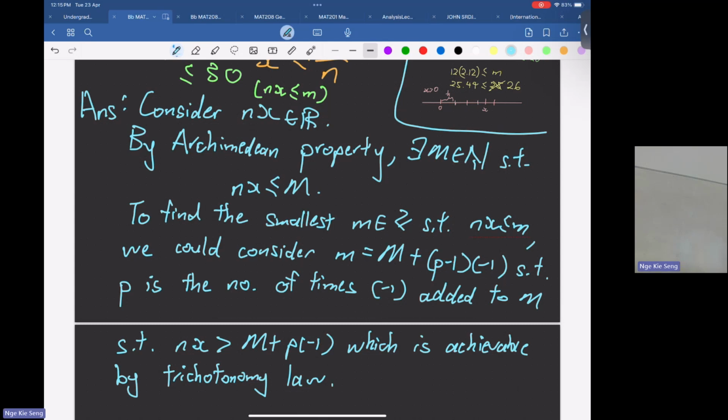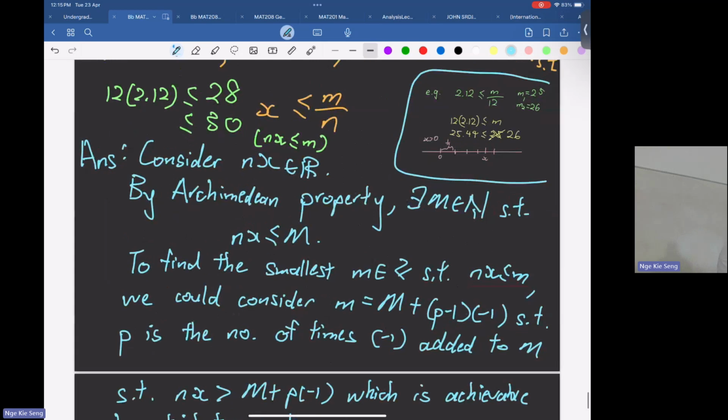So the first instance where it happens that m minus p times 1 is less than nx, then you know that the previous one is greater than nx. What do I mean by this? For example, go back here. Just now 12 times 2.12 is 24.44. Let's say I start with 30, which the Archimedean property gives me, greater than or equal to 24.44. How do I find the smallest? I start with 30 minus 1. Ask yourself, is 30 minus 1 greater than, equal to, or less than 24.44?